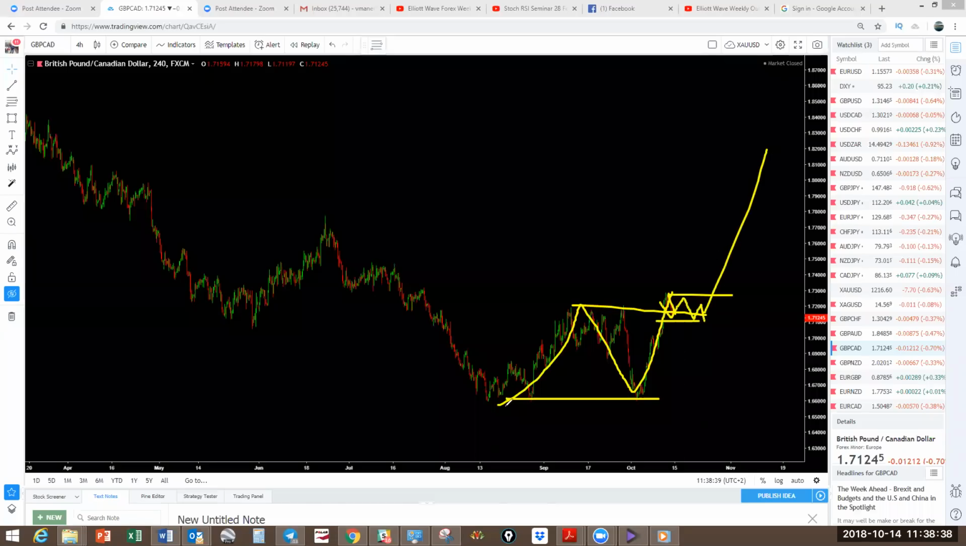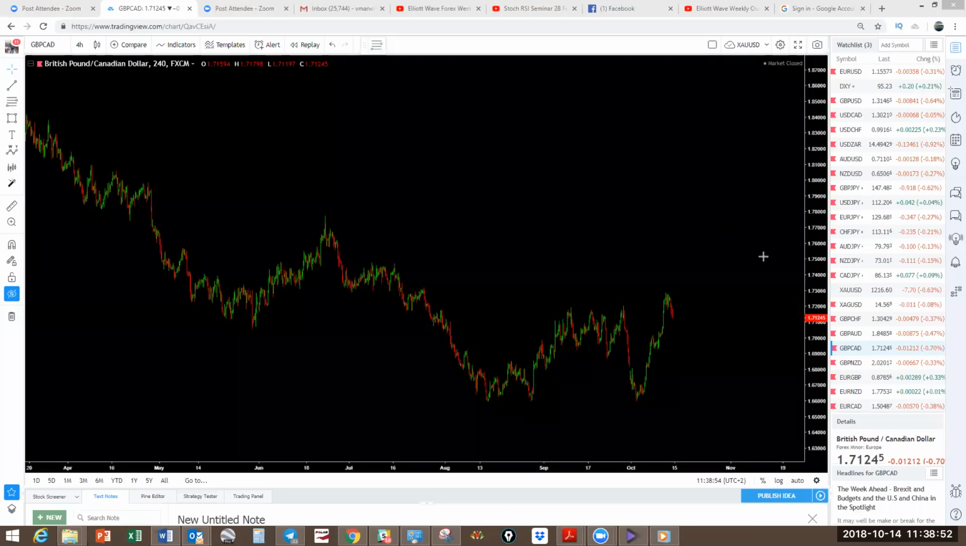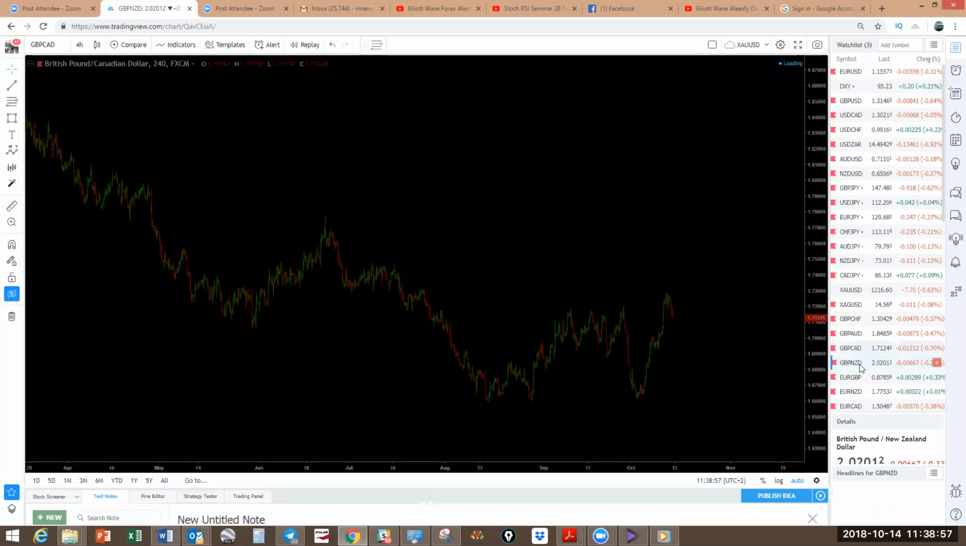In any case, this is the orthodox low here. This does not touch the low there. So this can still give us a corrective structure for further upside at that level. Okay, so keep an eye on this puzzle here, see what happens here. That's pound CAD. Pound New Zealand.